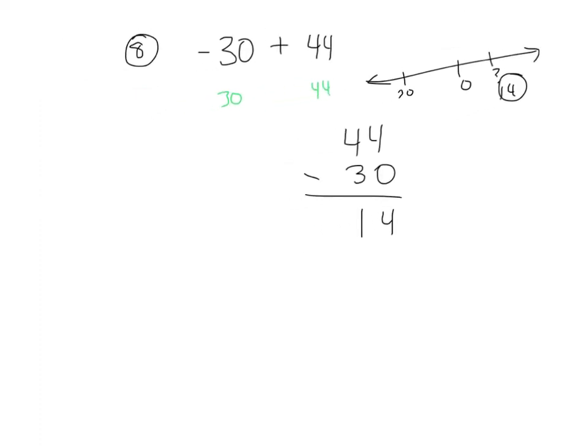Maybe reordering the problem helps. So, negative 30 plus 44. Would it be true to say that's the same as saying 44 minus 30? Are those the same? Actually, they are. We just said that negative 30 plus 44 gets us 14. And of course, if you take 44 minus 30, that also gets you 14. Okay? So don't be afraid to rearrange things. That's called using the commutative property of addition.